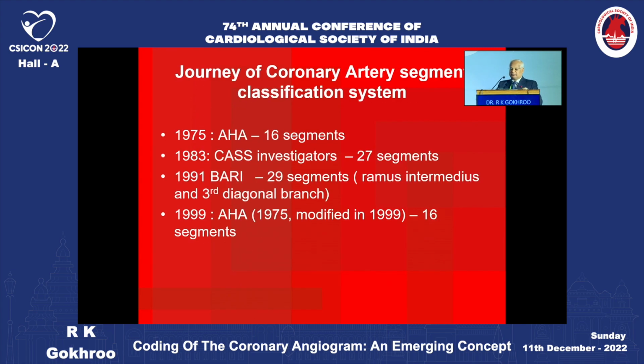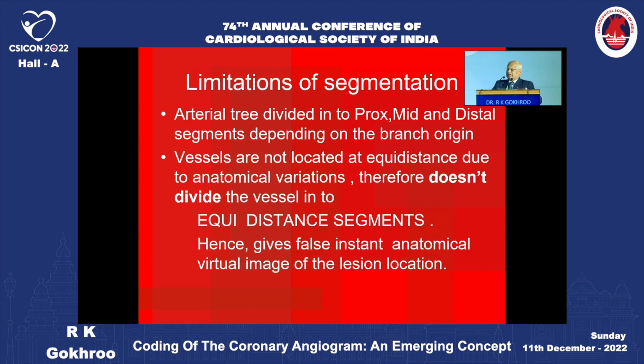So looking at these limitations, I have tried to put a code. The coronary artery segment classification has existed since 75 and they have given different ones. In AHA, they have divided the tree into 16 segments, CASS investigators 27 segments, BARI 29 segments. You just tell me out of how many we can remember which is the 25th segment, which is the 19 segments. So make it simple. We have come with this coding of the system.